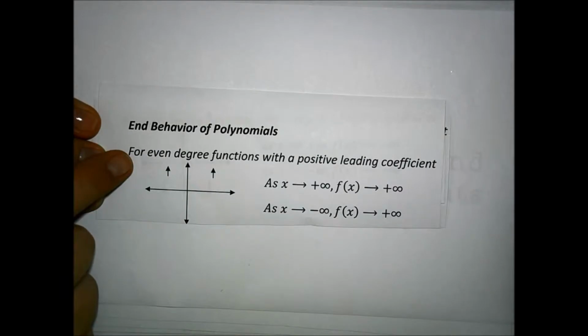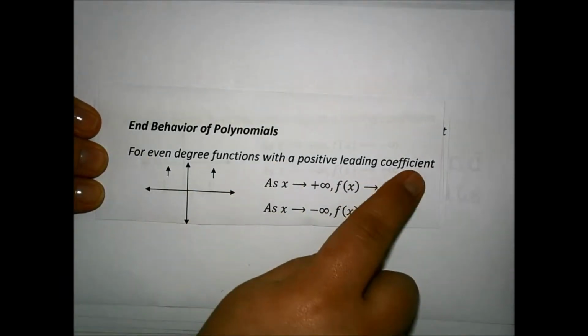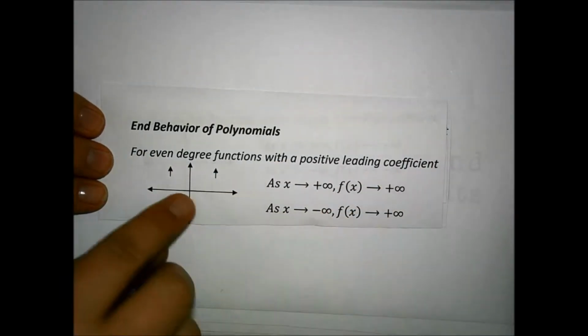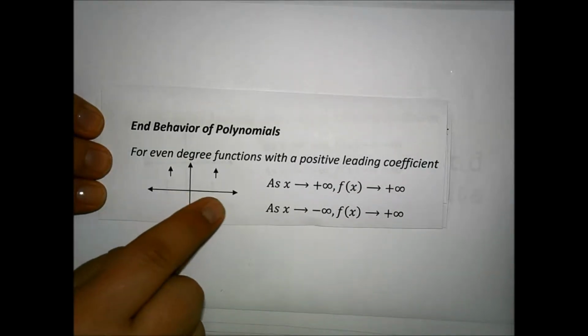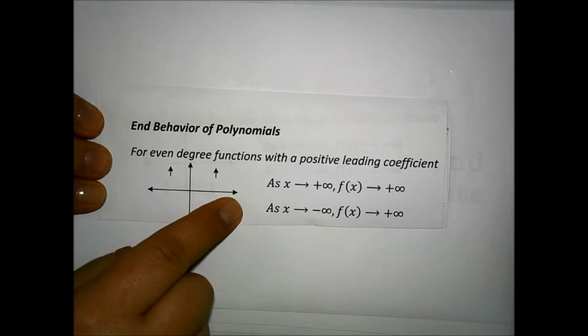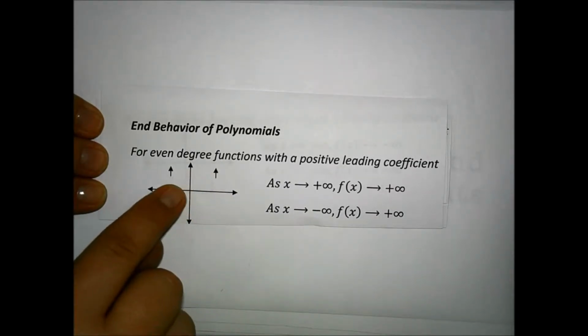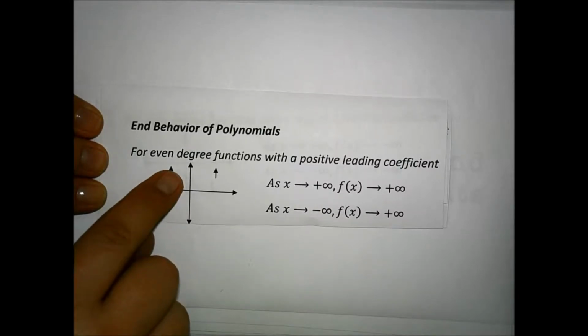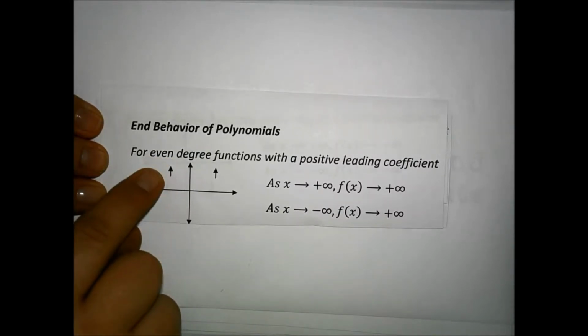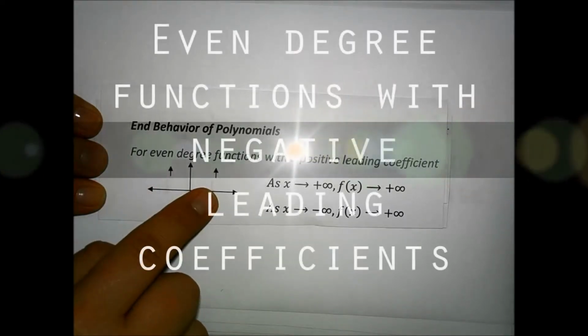So, for an even degree function with a positive leading coefficient, the inputs keep increasing and the outputs will also increase. And as the inputs decrease, the outputs will still increase. These work for every single even degree function. So you could say that every single even degree function acts like a parabola for very large inputs.